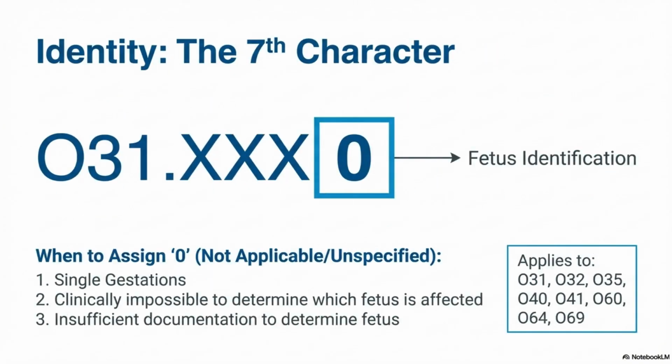Some Chapter 15 categories require a seventh character to identify which fetus is affected in a multiple gestation. These include categories like O31, O32, O35, O40, O41, O60, O64, and O69. But there are times when you assign the seventh character 0, meaning not applicable or unspecified. You use the 0 when it's a single gestation, it's clinically impossible to determine which fetus is affected, or documentation is insufficient to identify the fetus. This keeps your coding compliant without over-interpreting the documentation.